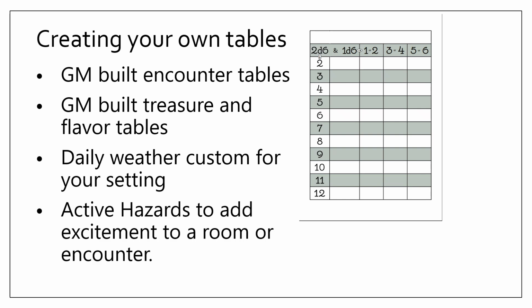In the last episode, I talked about using active hazards as a way to add excitement to a room or an encounter. And having an active hazard with a random table adds an extra layer of chaos, because you don't always know what a volcano or a brush fire or an angry mob might do at any given moment.